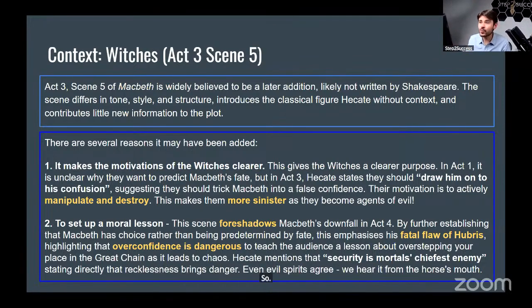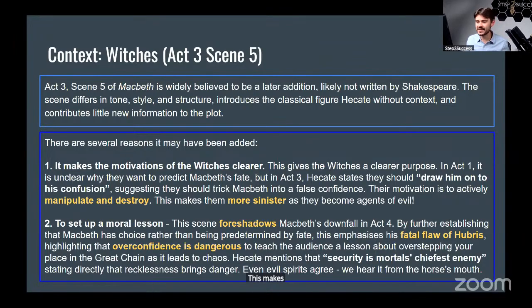So in Act 1, when we meet them on the heath, we're not sure as to why they're trying to manipulate Macbeth. But in Act 3, this character of Hecate states that they should draw him into his confusion, suggesting that they should trick Macbeth into a false confidence. Their motivation is to actively manipulate and destroy Macbeth.